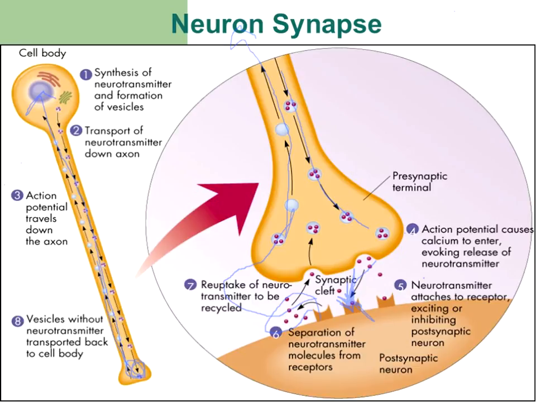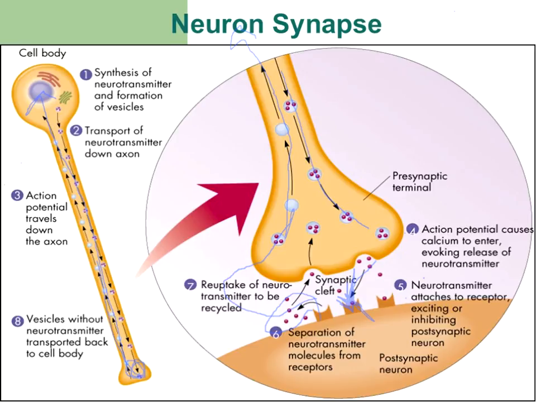If you look at step 4, you have an action potential that causes calcium to enter, evoking release of the neurotransmitter. The neurotransmitter in step 5 is going to attach to a receptor, and either it's going to be excitatory or inhibitory. If it's excitatory, the nerve impulse continues. If it's inhibitory, nothing happens. Then in step 6 you have a separation of the neurotransmitter from the receptors. Some of them will be absorbed from the synaptic cleft, and others are going to go back to be recycled. So that's step 7.